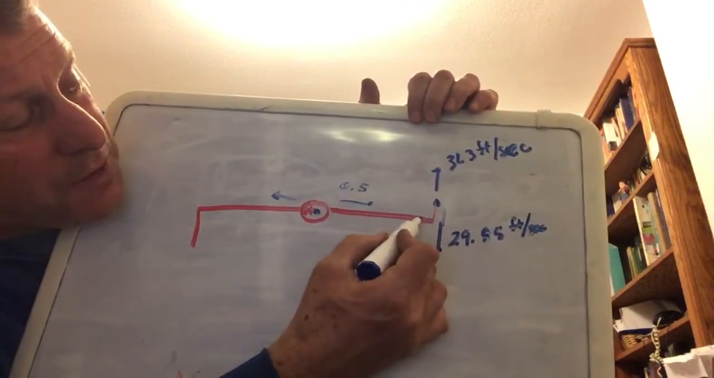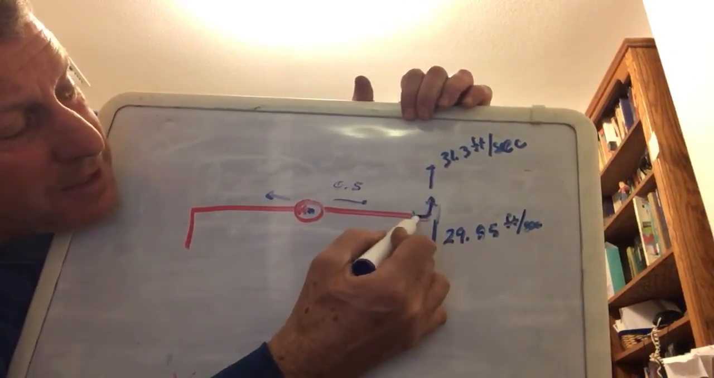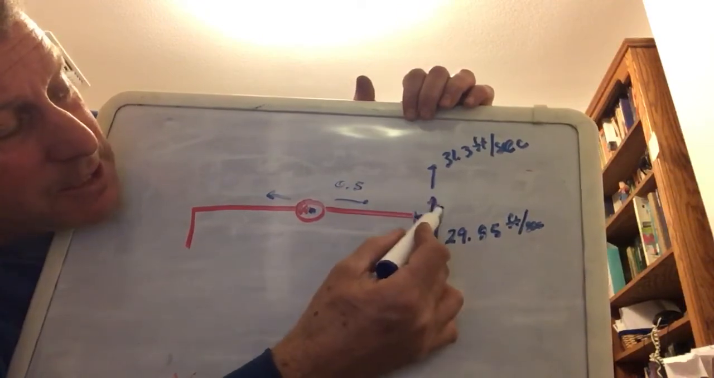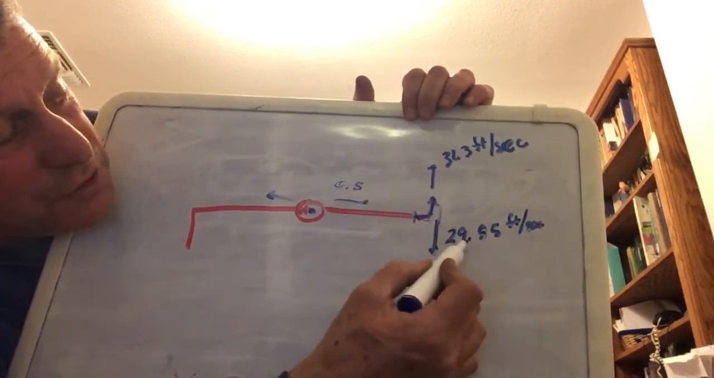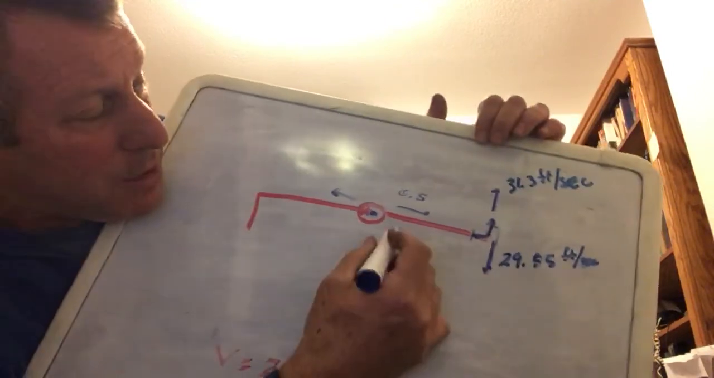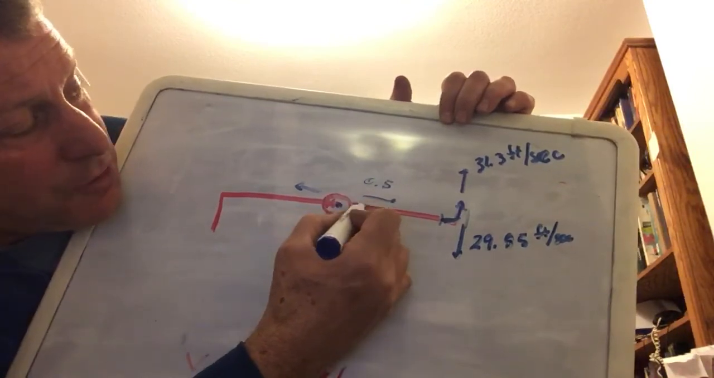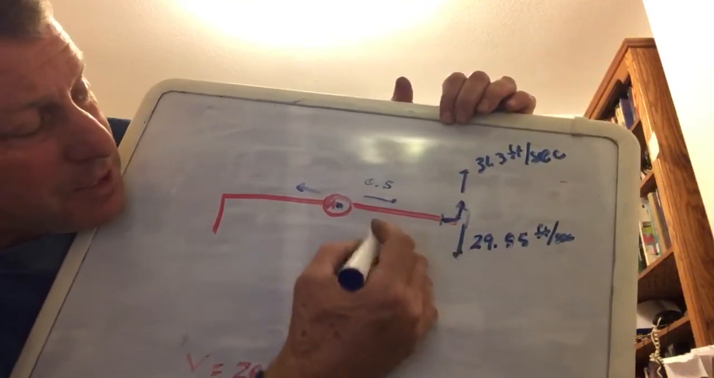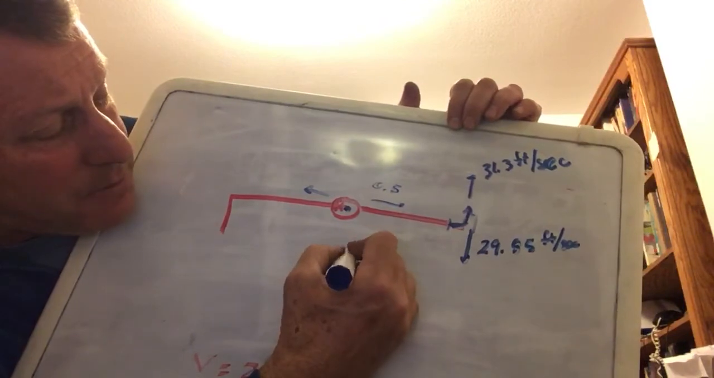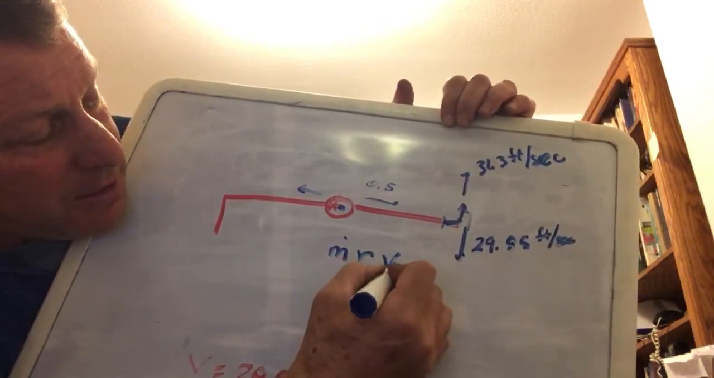Now, we know that this elbow right here, where it makes that turn, is moving because of the revolutions per minute at 29.85 feet per second. We would like for this water that comes up and then goes here like this and goes like that, we would like to figure out m dot r v theta at the outlet.